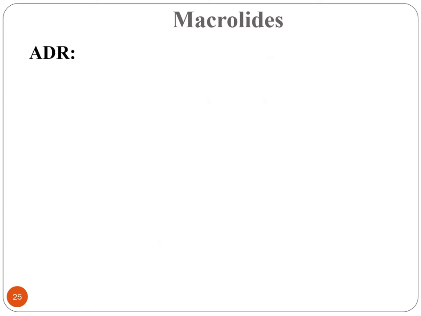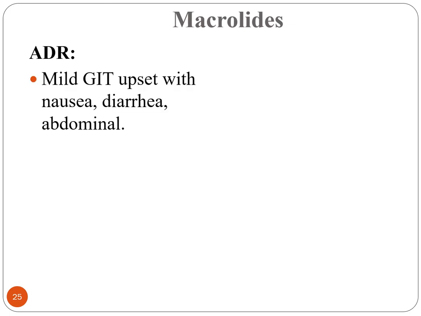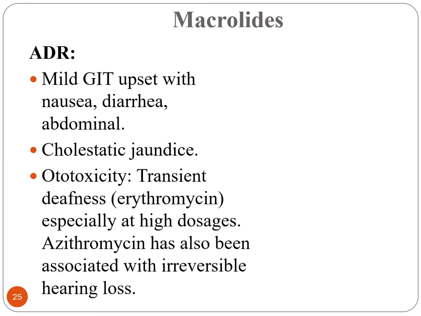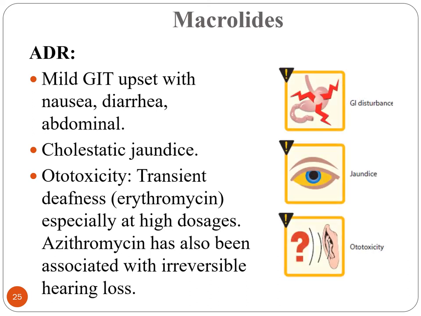Adverse drug reactions of macrolides. The macrolides are famous for GIT symptoms. They can cause mild GIT upset with nausea, diarrhea, and abdominal pain. Also, they can cause cholestatic jaundice. Macrolides also, but rarely, can cause transient deafness and ototoxicity, especially erythromycin at a high dosage. Erythromycin has also been associated with irreversible hearing loss. These are the adverse drug reactions associated with macrolides: GIT disturbances, jaundice, and ototoxicity.